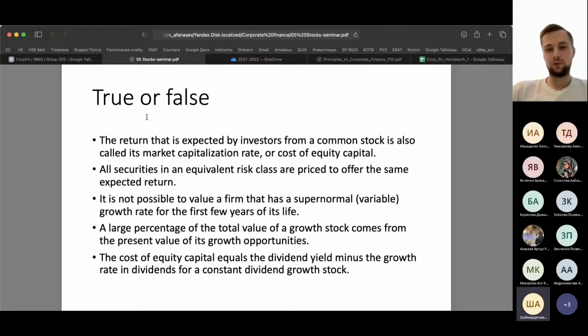So, actually it's possible, because we should just very accurately project the cash flows for this firm. So why can't we value this firm with a very high growth rate? Why not? A lot of firms or startups can have a very high growth rate for the first few years, but they are valued in a very simple way.